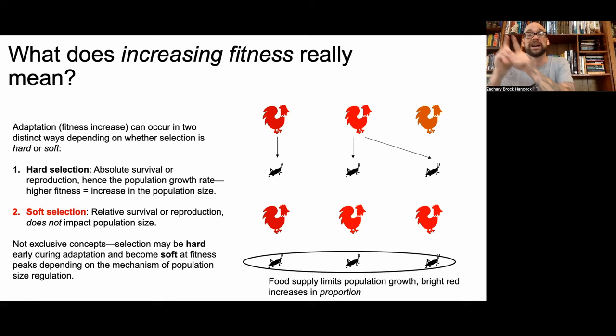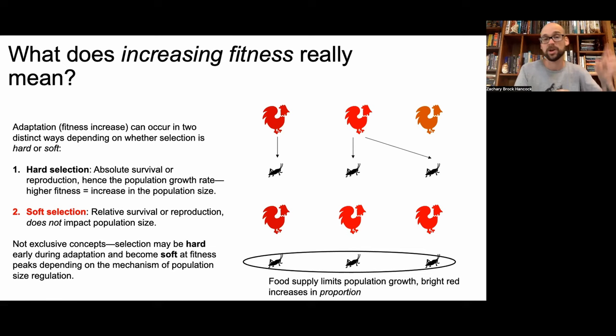So eventually what's going to happen is everybody is going to be red, right? The frequency of that red allele will spread to everyone in the population, but the absolute size will not change because everyone is still feeding on this finite food resource. Soft selection can be in terms of both food resources as well as what's called density dependence, where there is some absolute number of individuals that can be tolerated in any one environment, right? These are two very important and distinct ways selection can act.